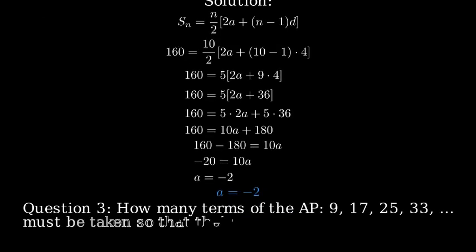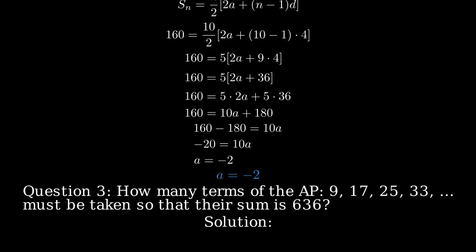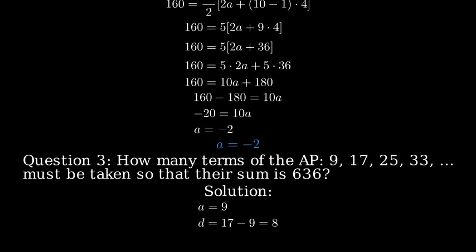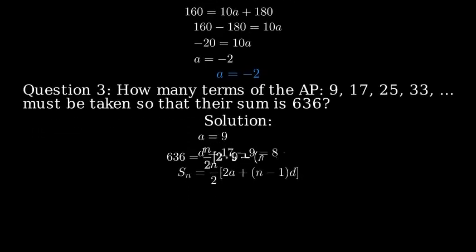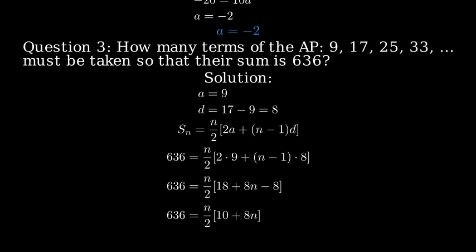Question 3. How many terms of the arithmetic progression 9, 17, 25, 33 must be taken so that their sum is 636? Let's first identify the key values. The first term equals 9, and the common difference d equals 17 minus 9, which is 8. Using the sum formula, S sub n equals n over 2 times 2a plus n minus 1 d, substituting our values. 636 equals n over 2 times 2 times 9 plus n minus 1 times 8.